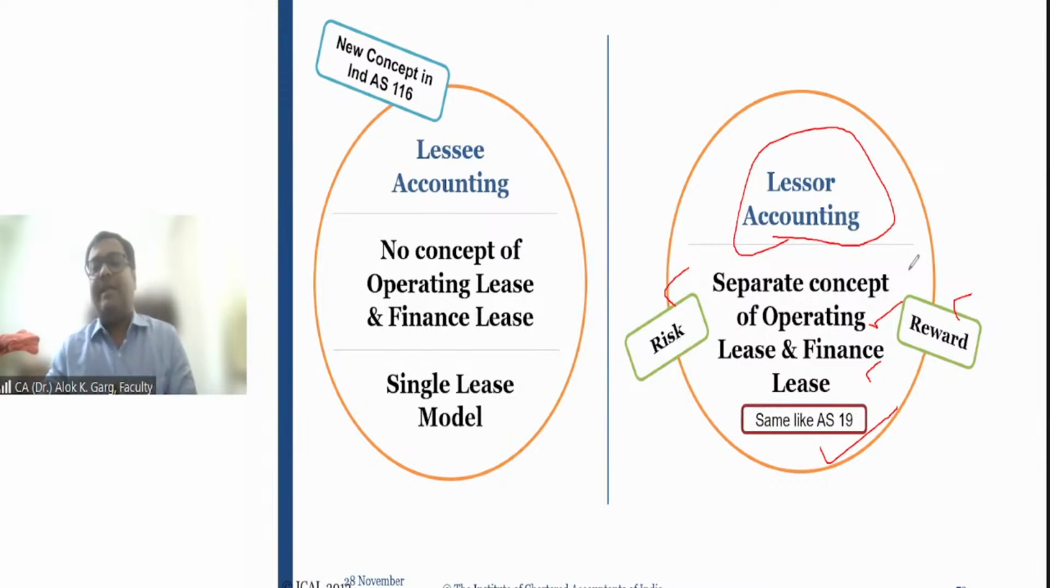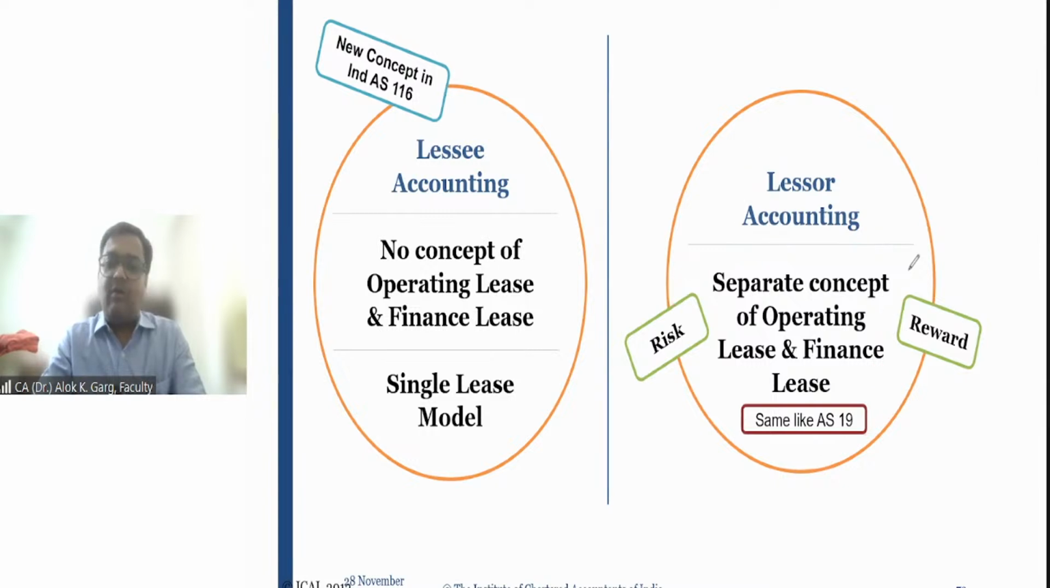In case of an operating lease, for example, I am a lessor and I have purchased a car. What accounting I'll do? First of all, I'll recognize that car as a property, plant and equipment. I'll debit car and credit cash. That's the accounting which I'll do, right? Simple.